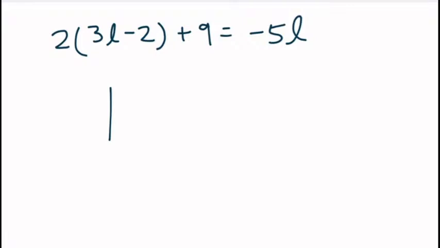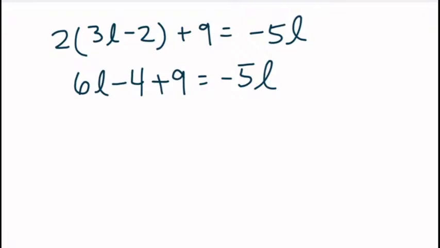So make sure you're able to distinguish your variables from your numbers. If you use letters that look similar to numbers, make sure you know how to make them a little bit different. I always use the cursive L for the variable L. So let's get into the problem. We do the distributive property. 2 times 3l is 6l, and 2 times negative 2 is negative 4, plus 9 equals negative 5l.